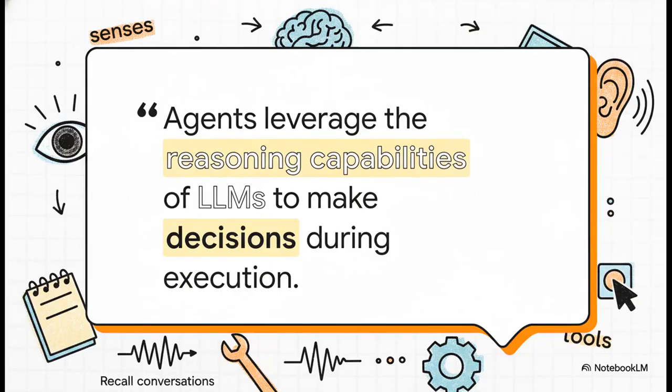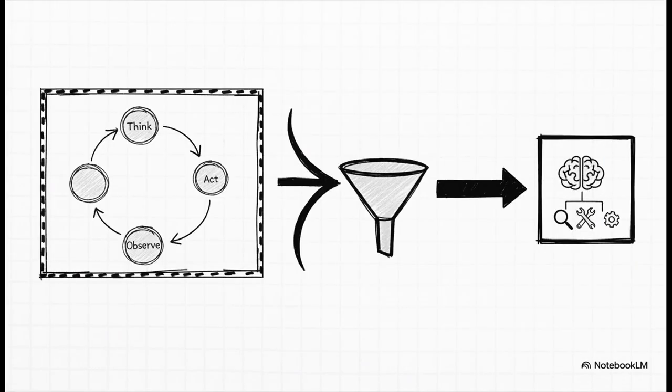And hey, don't just take my word for it. This quote from the source material nails it. "Agents leverage the reasoning capabilities of LLMs to make decisions during execution." They're not just following a script, they are thinking and making decisions on the fly. And what's awesome is, once again, the framework makes this super accessible. That whole complex ReAct loop we just talked about, you can spin one up with a single function call in LangGraph, create_react_agent. You just give it the model and tell it what tools it can use, and it wires up that entire reasoning loop for you.